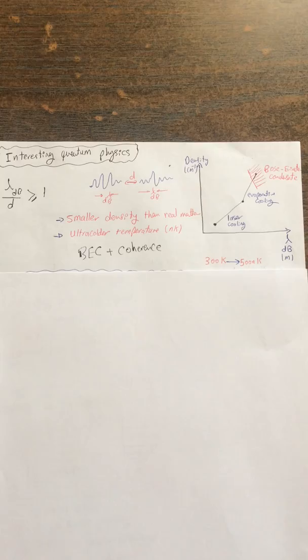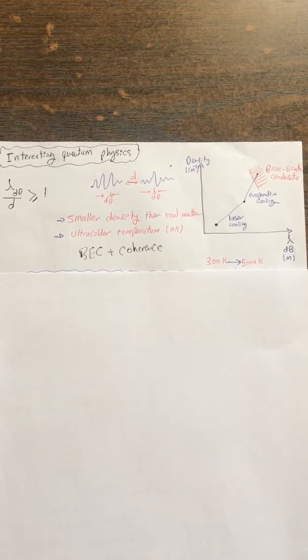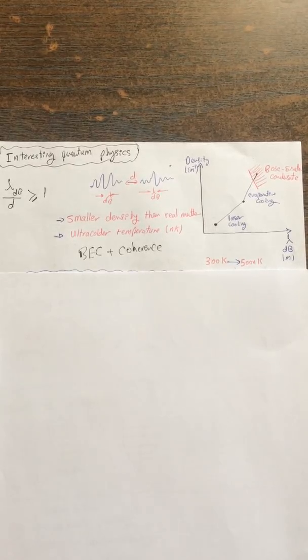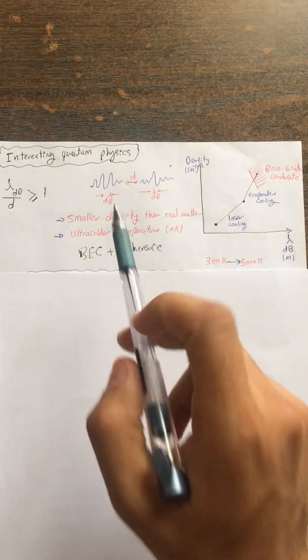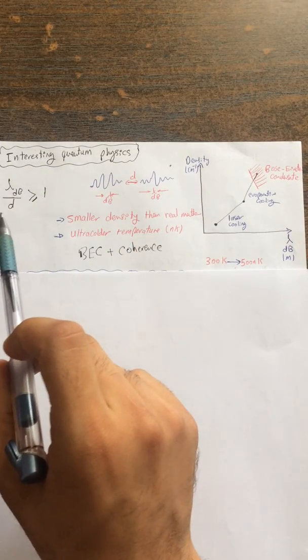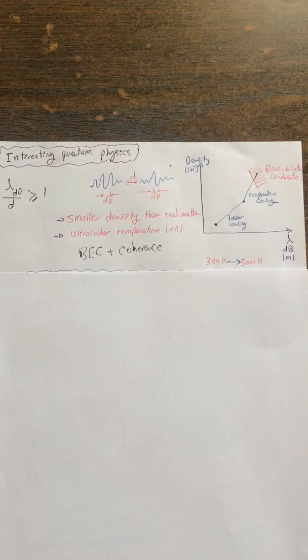So by merging the cooling techniques of laser cooling and evaporative cooling to realize the Bose-Einstein condensation, you can do really interesting quantum physics. And this quantum physics is interesting when the ratio of the de Broglie wavelength of a quantum particle to the interparticle distance is larger than or equal to 1. And therefore you can realize the quantum effects much more noticeably.